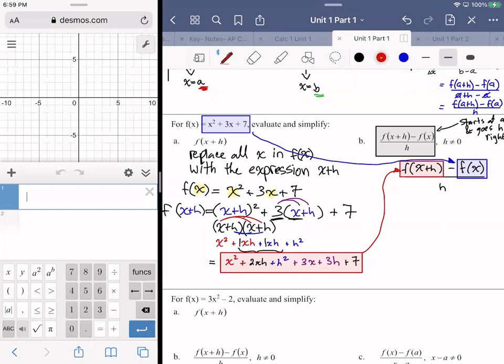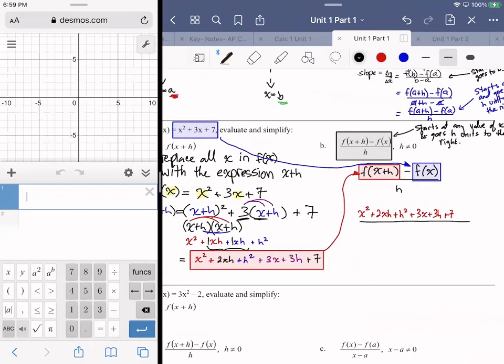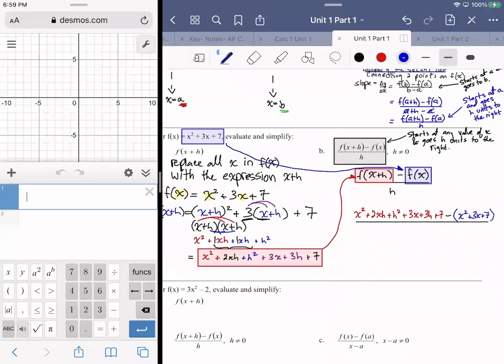So I'm going to replace f of x plus h with its expansion, x squared plus 2xh plus h squared plus 3x plus 3h plus 7. Then I'm going to subtract from that f of x, which is x squared plus 3x plus 7. I'm subtracting the whole expression, so parentheses goes around it. All over h.